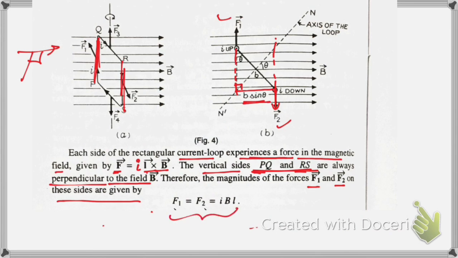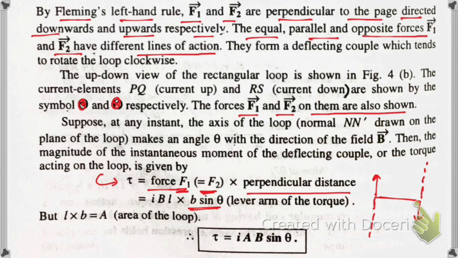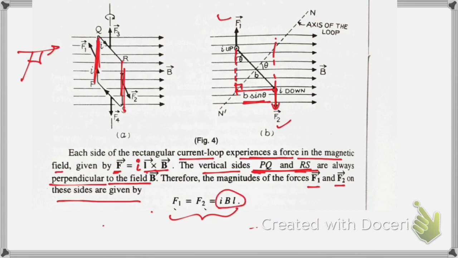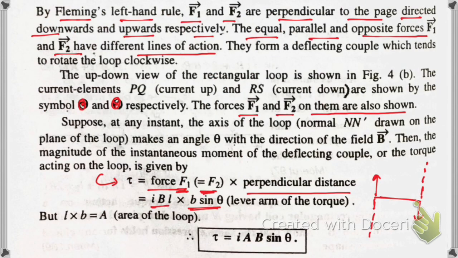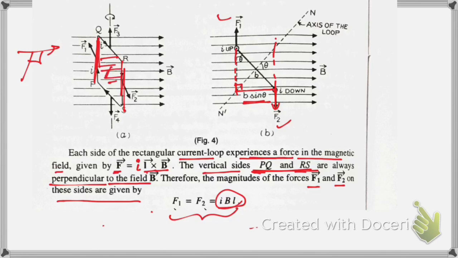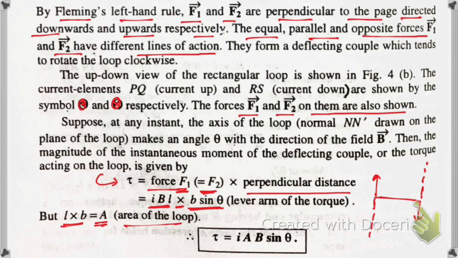I have already shown here, that is IBL, right? So that's why torque is given by IBL into b sine theta, right? So here you see L into B is nothing but A, that is the area of the loop. This area is nothing but A, right? So instead of L and B, you can replace it by capital A, which represents the area of the loop. And this is the required result. So hope you have understood this.